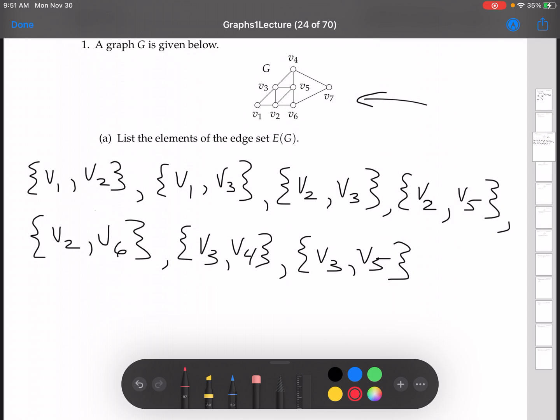All right, let me just stress again that this here, right, V1, V2, that's exactly that edge right there, right? That's what that means. And that's why we don't say V2, V1, because the edge V1, V2 is the same as the edge V2, V1.